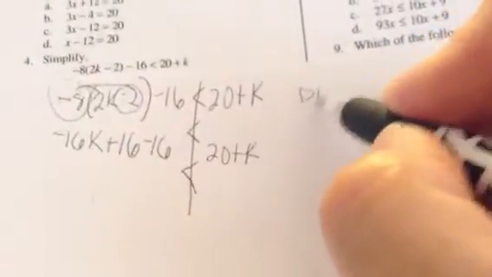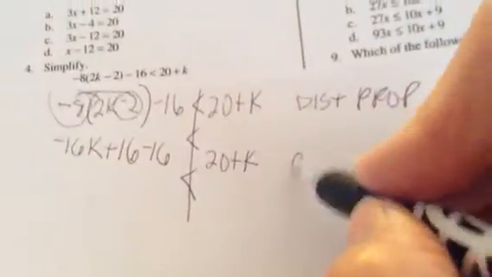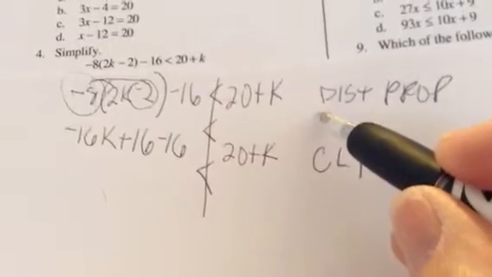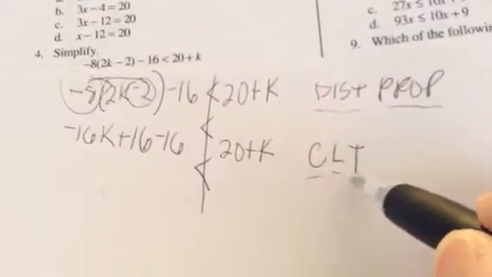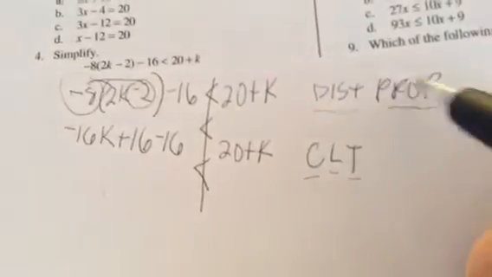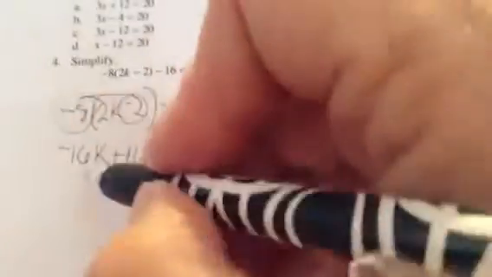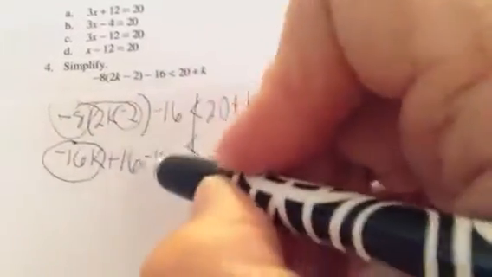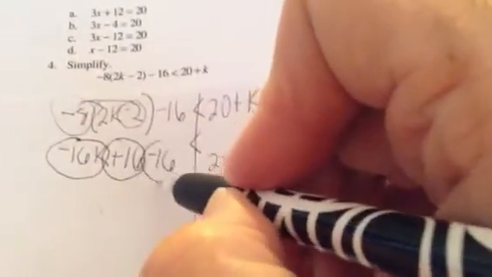So what did I just do? I just did distributive property. And now I'm going to combine like terms. If this was an assessment, I would expect you to write out distributive property and write out combine like terms if you were asked to justify every step. Okay, combine like terms. Negative 16k, positive 16, and negative 16.